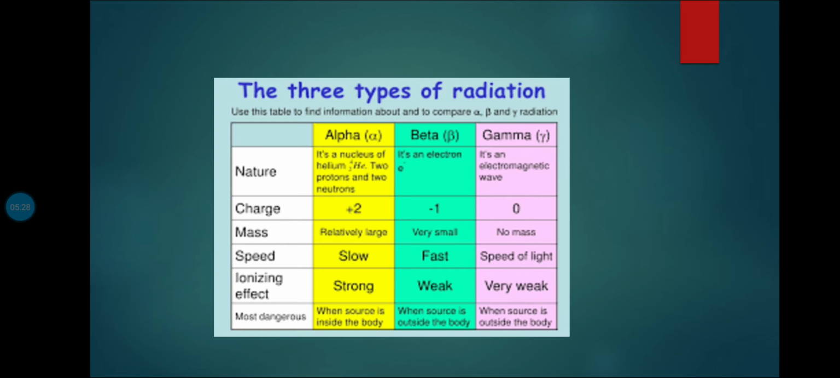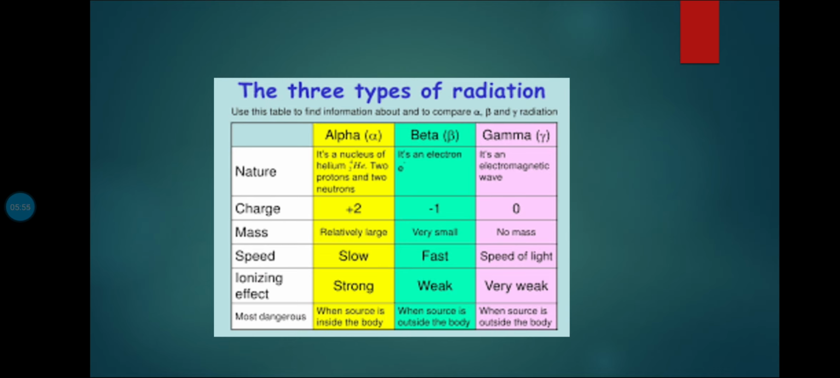The three types of radiation we have discussed so far, we are now discussing using this table. First, the nature. What is the nature of the alpha particle? It is actually a helium nucleus. Alpha rays are helium nuclei. It has 2 protons and 2 neutrons.